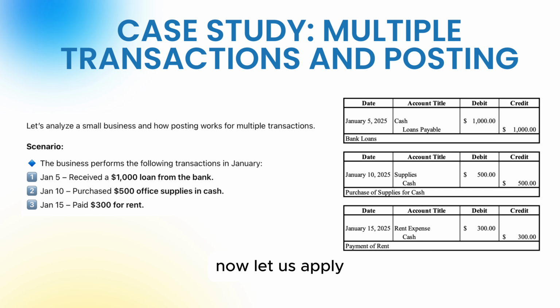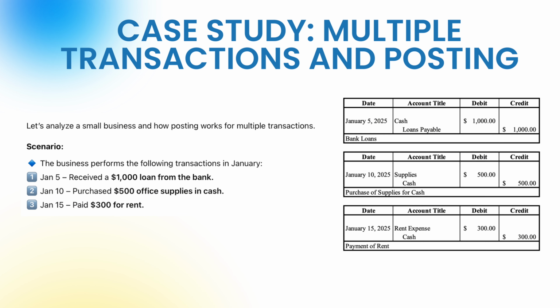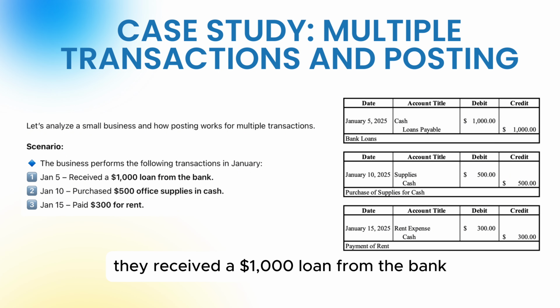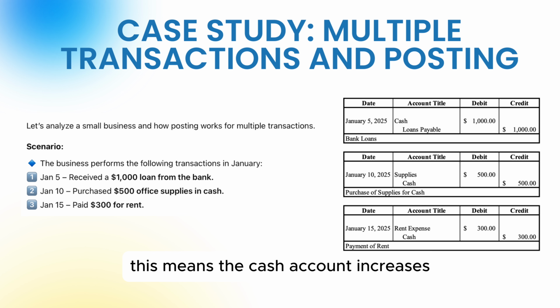Now, let us apply what we have learned by analyzing a real world scenario involving multiple transactions and their postings in the ledger. Let's have the following scenario. A small business performs the following transactions in January. On January 5, they received a $1,000 loan from the bank. This means the cash account increases, which debits $1,000, and the loans payable account also increases, crediting $1,000.